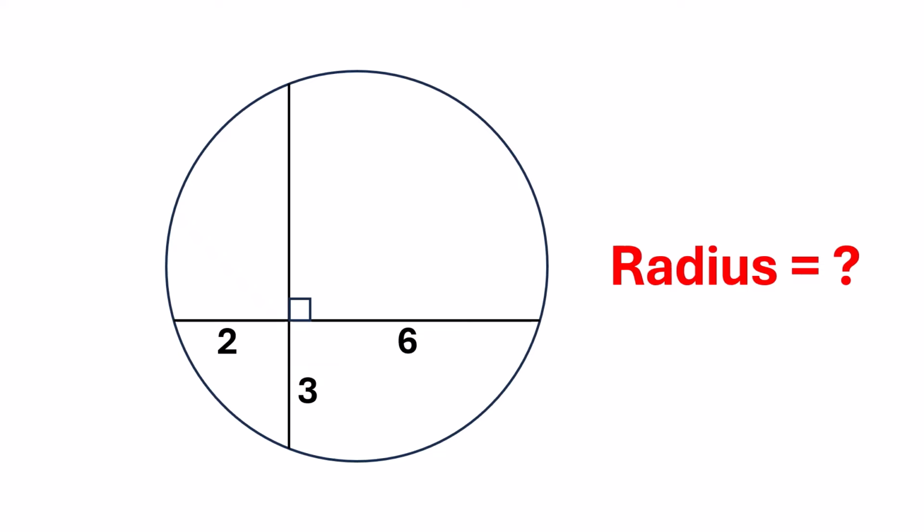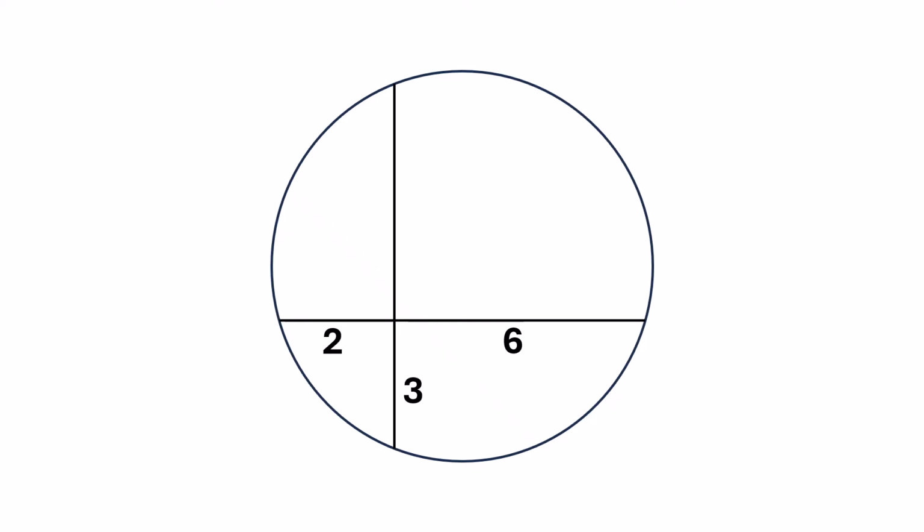Today I have an interesting geometry puzzle for you. We have a circle, and inside it, two chords intersect at right angles. One segment is 2 units, another is 6 units, and a third one is 3 units. Now, here's the challenge. Can you find the radius of the circle? Take a moment to think about it, and when you're ready, let's solve it together.